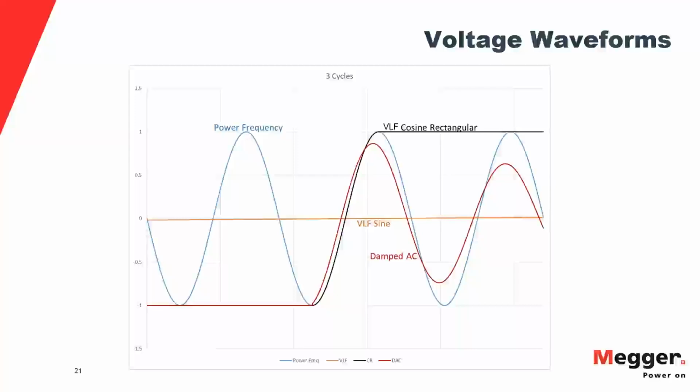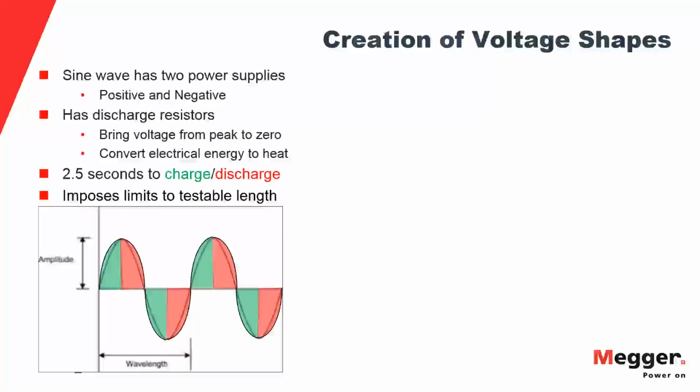If I zoom in a little bit closer here, what is important to note, with my laser pointer here, we can see that the damped AC and the cosine rectangular transition from, in this case, a negative peak to a positive peak at about the same rate as power frequency, where the VLF sine in this case looks almost flat, especially when we zoom into this zoomed in view here.